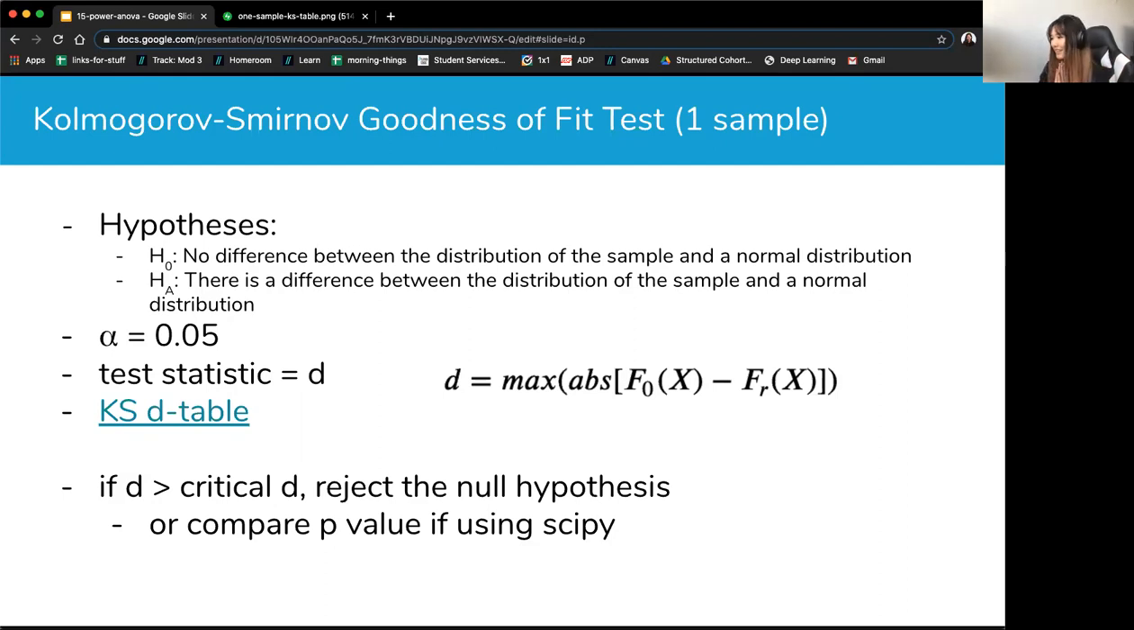All right. So yeah, again, it's a one-liner in Python, and they output the p-value so you can immediately reject or fail to reject the null hypothesis based on that. So here we talked about a one-sample KS test.